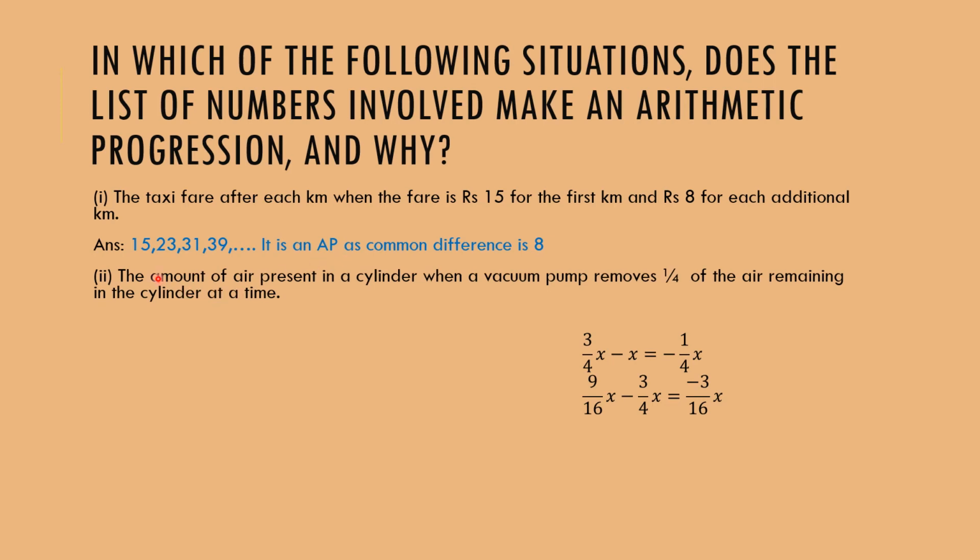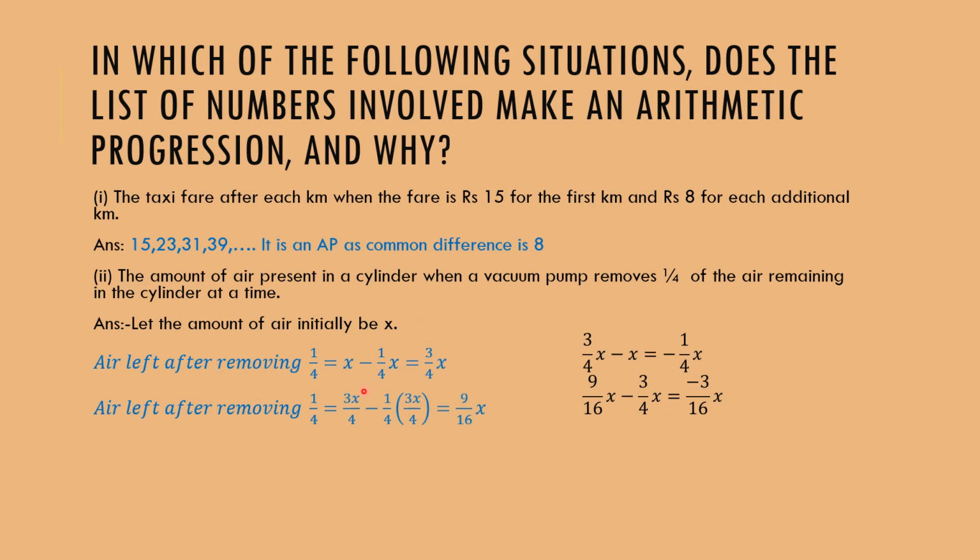Second example, the amount of air present in a cylinder when a vacuum pump removes 1/4 of the air remaining in the cylinder at a time. To make it simple, let us assume that the amount of air initially was X. When nothing was pumped out, the air amount was X. Now, for the first time, while removing 1/4 of the air, that is present air minus 1/4 of that present air, that is X minus 1/4 of X. If I solve this, it will become 4X minus X, that is 3X by 4. Now, the amount of air present is 3 by 4 X.